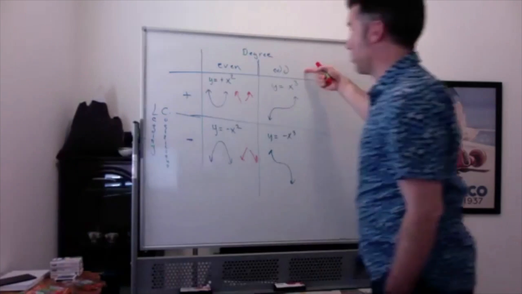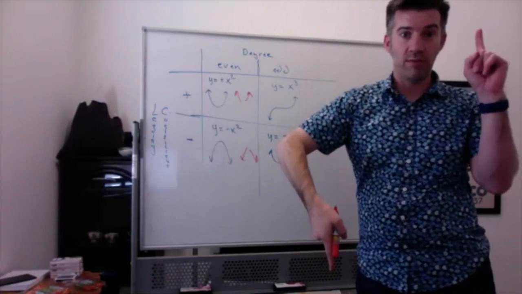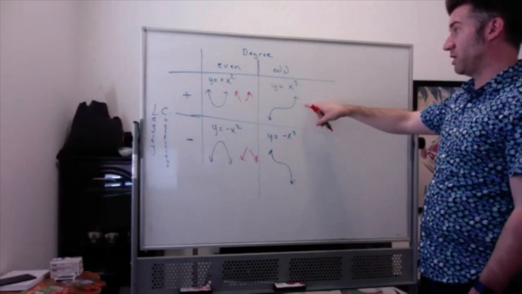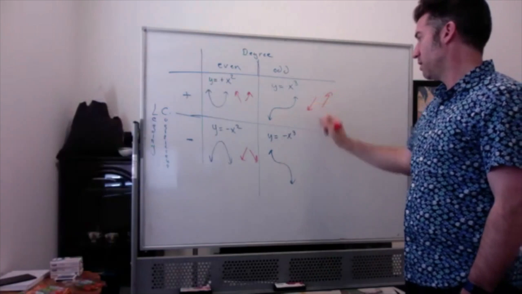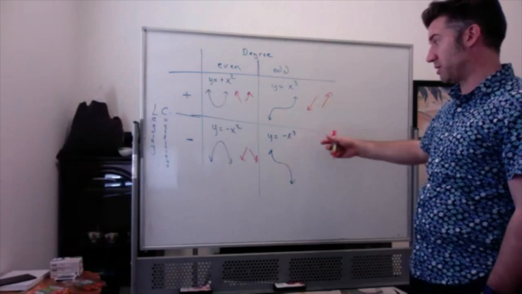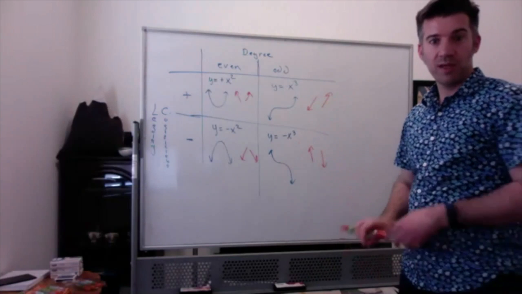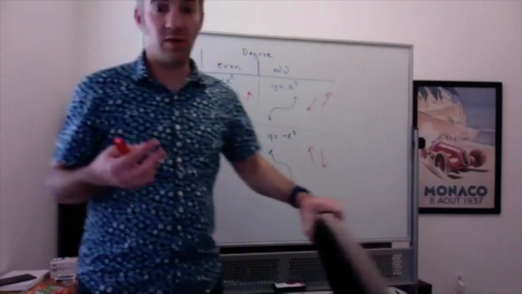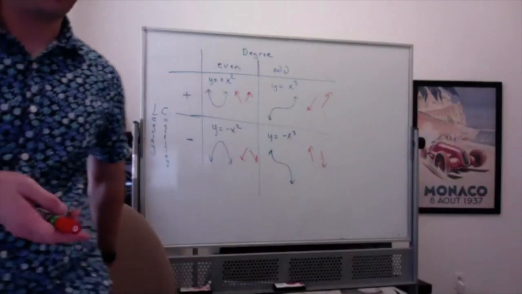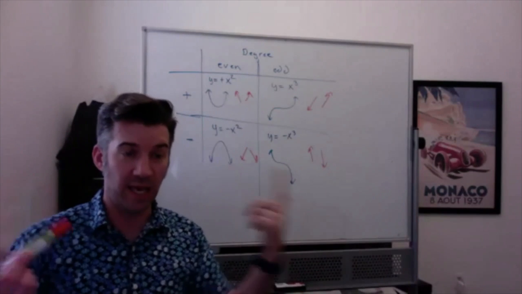For an odd degree, I think of them being opposite, one up and one down. If the leading coefficient is positive, it's up on the right, which means it's down on the left. If it's a negative leading coefficient, it's the opposite of that. It's up on the left, down on the right. So that's the way I really think about these end behaviors. And so when I graph a polynomial, I definitely look at the leading coefficient and the degree to see what's going to happen at the ends.